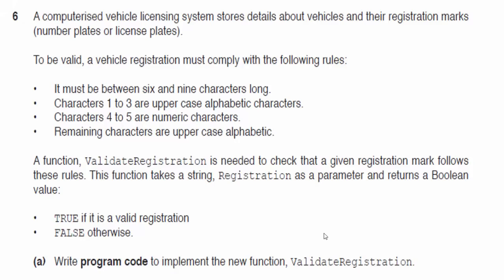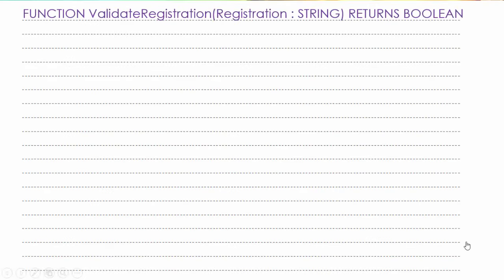So let's go ahead. Let's take a look at this paper and start writing our function. The first thing we need to do is write our function header. Well, it's called validate registration. I said it was going to take registration as a parameter. Because it's taking registration as a parameter, I must declare the data type. How do I do that in pseudocode? I write the name registration, my colon, and then as a string, and it returns a Boolean value.